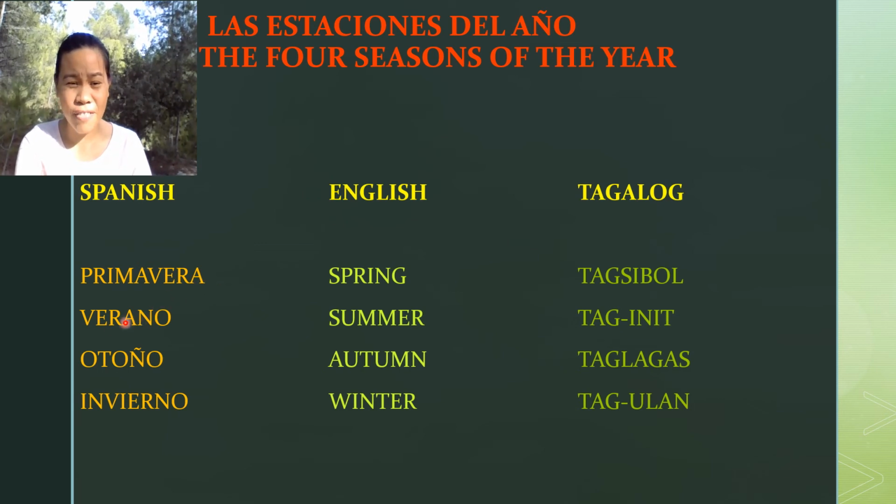And then, verano. Verano is summer. Tag-init sa atin. Okay? So, now, August is summertime here in Spain. And then, otoño means autumn or fall. Yan, paglagas in Tagalog. So, this one also, it amazed me, the brown and yellow.